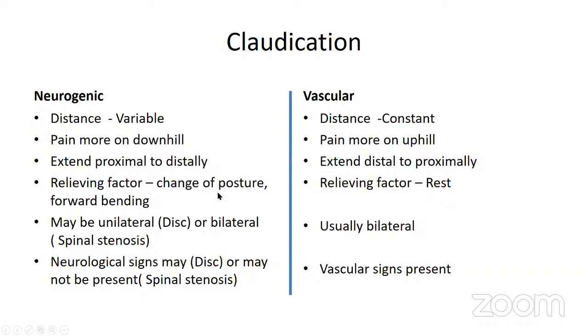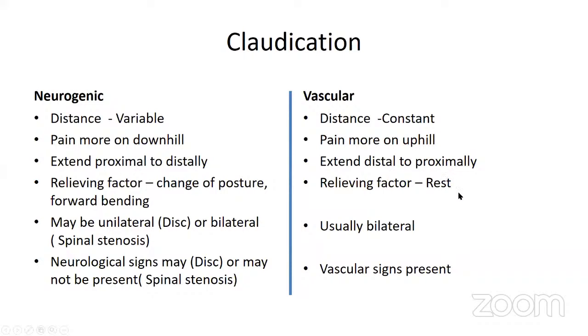And the relieving factor is the change of posture, forward bending. Forward bending increases the diameter of the spinal canal, which reduces the spinal compression. Whereas the vascular relieving factor is rest, any form of rest. So these are the basic differences between these compressions.